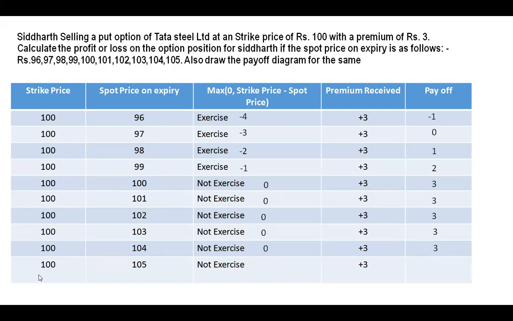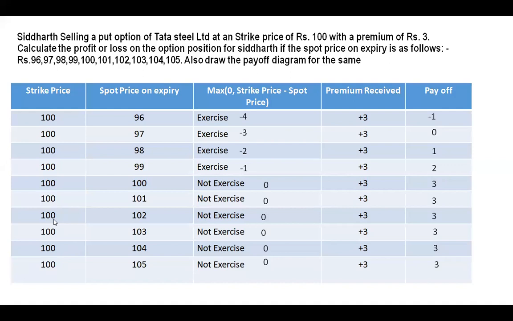Next, put buyer. Think from the point of view of put buyer. Put buyer has a right to sell at 100 but no obligation to sell at a strike price. So he would like to sell at 105. He's canceling the deal which he made earlier. When you are canceling the deal, you will write not exercise 0. Premium received by Siddharth is the profit for him.